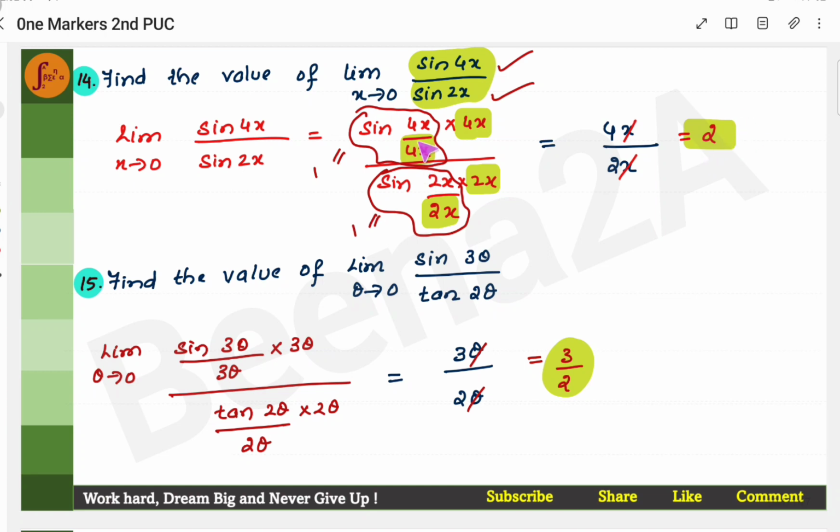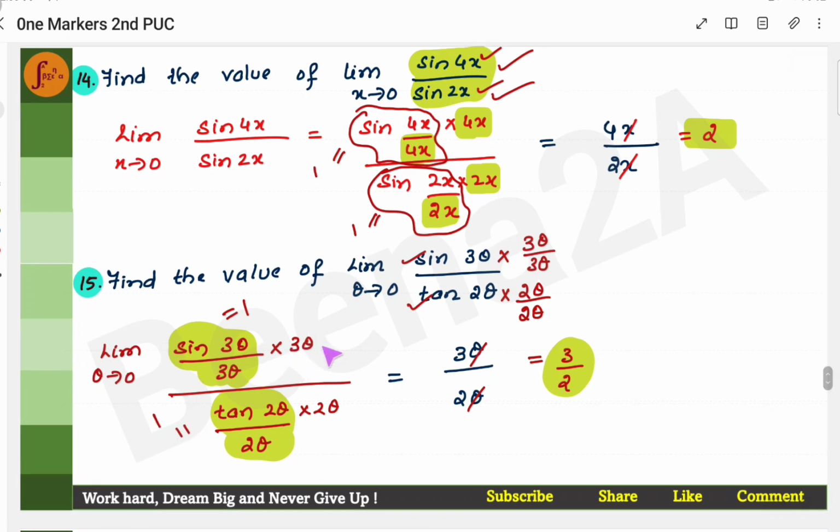Mostly all trigonometric expressions will be like this only. Let's look at another problem: sin 3 theta by tan 2 theta. Again, don't overthink that there is sin here, tan here, and different multiples. Don't worry about it. You multiply and divide the numerator by 3 theta, and the denominator by 2 theta. That's all. Now 3 theta by 3 theta will become 1, and tan 2 theta by 2 theta will become 1. I will be left with 3 theta by 2 theta. Theta and theta will get cancelled. I am left with 3 by 2.